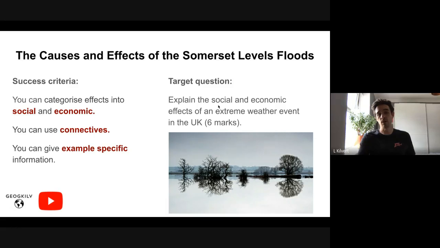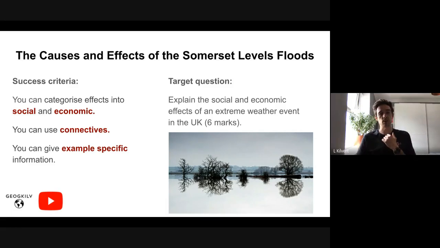Now, if I were to underline, I'd underline social and I'd underline economic. So in other words, we're going to be looking at the effects on people, and we're also going to look at the effects in terms of the economy. So we're talking about the impacts on money. Now, we will also look at some of the environmental consequences as well, but it's worth bearing in mind that this question is not asking us for what those environmental effects are. It's only asking us for the social effects and the economic effects.